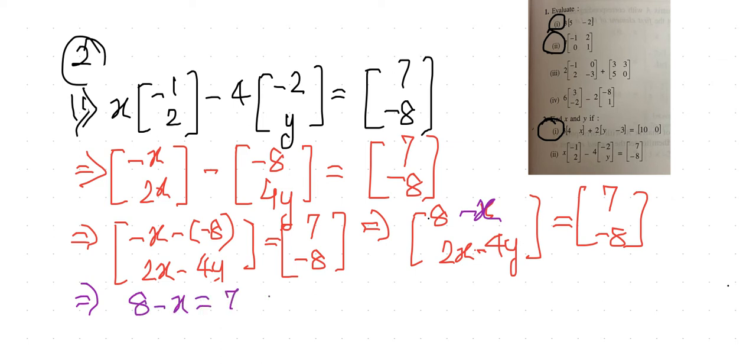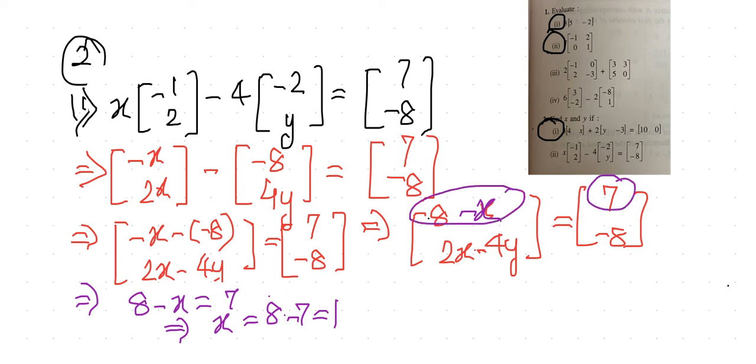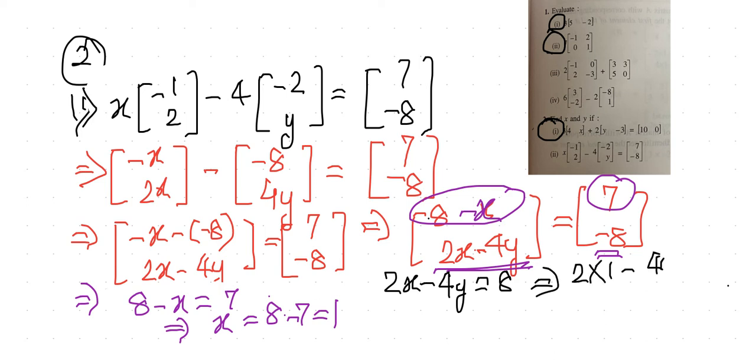So the value of x will be equal to what? X will be equal to 8 minus 7, which is equal to 1. So you got the value of x, and now you equated what? 8 minus x as 7, and now 2x minus 4y you will equate as minus 8. So now what you will be writing? You will be writing 2x minus 4y is equal to minus 8. So you will be replacing the value of x as 1. So you will be writing down 2 into 1 minus 4y is equal to minus 8.